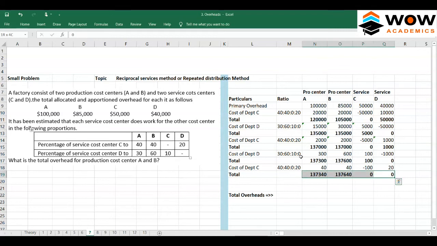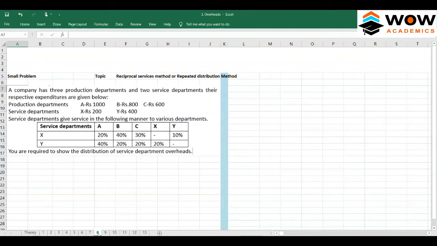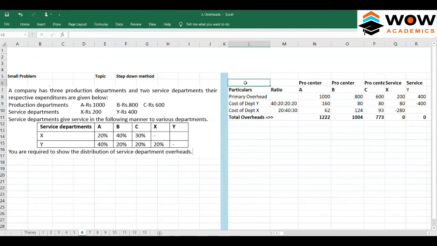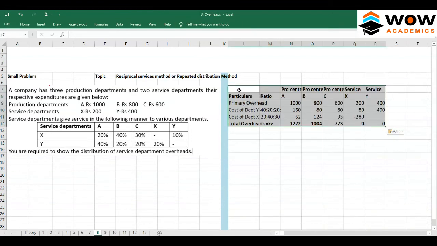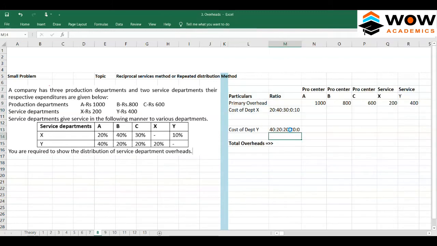So this is your final tally of the repeated distribution numbers. So this would be the total overheads. So we can put this and we can finish the sum. So that's about the repeated distribution method. We'll do one more sum in this method so that you get another idea of how it works. So this sum we'll take from here. So we'll start from here.